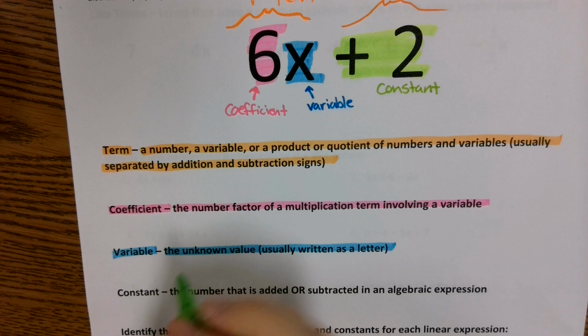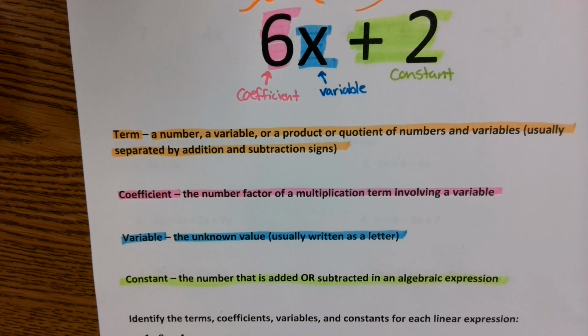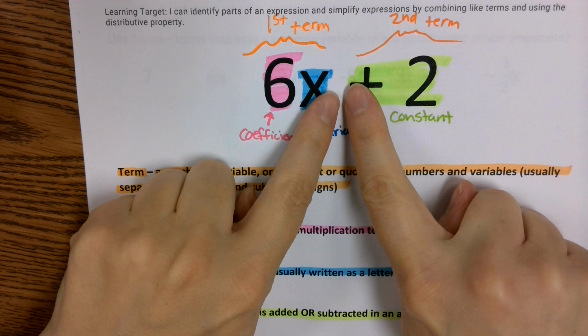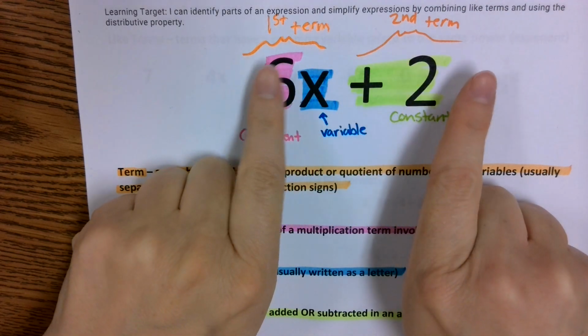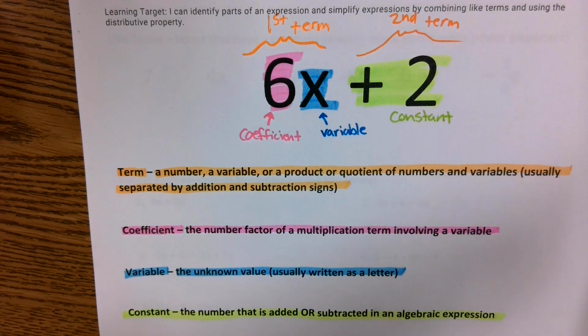So our constant is the number that is added or subtracted in your expressions. So if you've got a value that's being added or subtracted in your expressions, we call that our constant. So just to reiterate one more time, our terms are separated out by our plus and minus signs. So you have first term, plus a second term, maybe minus a third term, maybe minus a fourth term. You know, we're going to be having those plus and minuses separating our terms out.